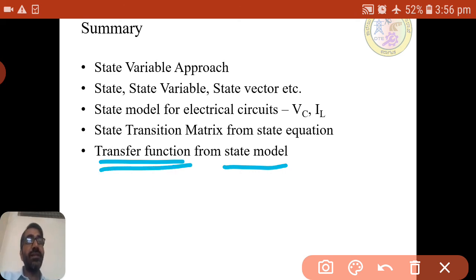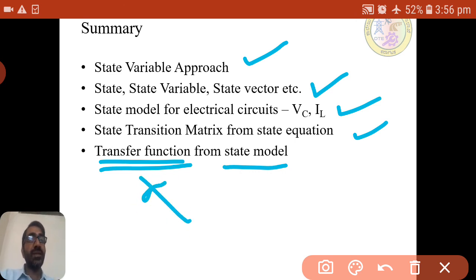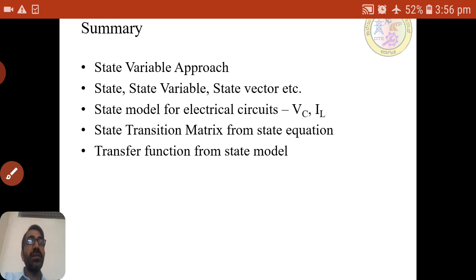So in this state variable chapter, first we saw the importance of state variables. We learned the terms, what is meant by a state variable, and what its meaning is. We developed the state model for electrical circuits and found the state transition matrix from the state equation. And at last we derived the transfer function from the state model. So this concludes the state variable analysis chapter.